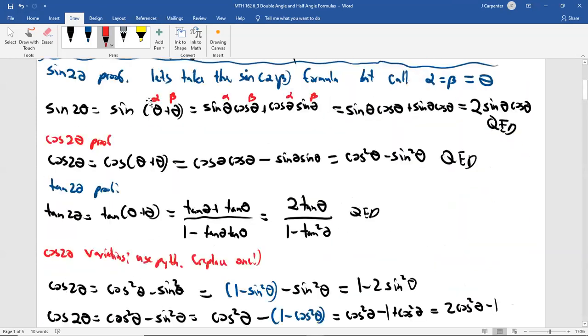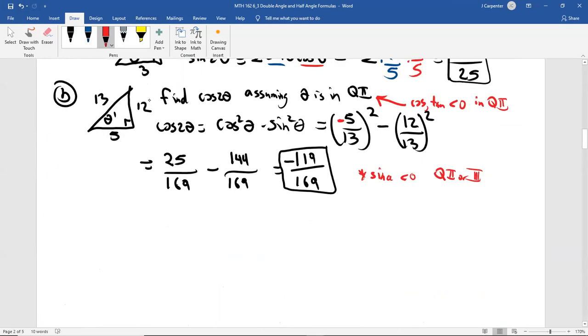All right, so proof of half angle formulas. Again, just kind of formally typing this up.